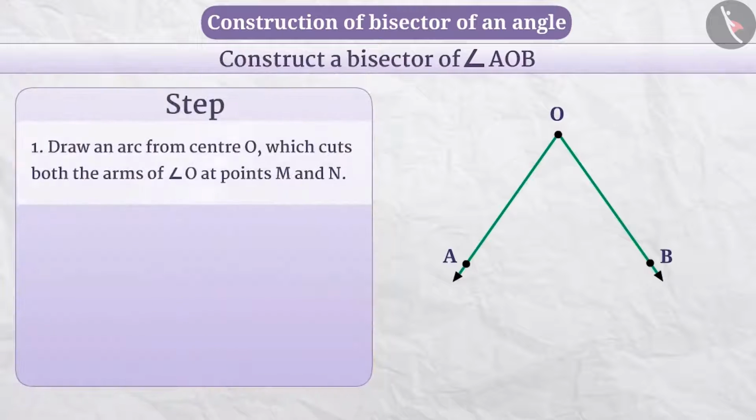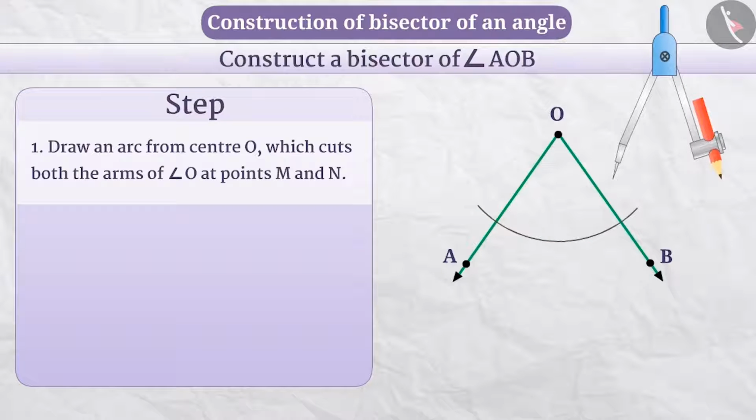Step 1. First, we will consider O as the center. By placing the pointed end of the compass at the center O, we will open the compass to take an appropriate radius, and draw an arc cutting both the arms of angle O. Suppose this arc intersects the arms of angle O at point M and point N. This is an initial arc. From the initial arc, we obtain two such points which have equal distances from the vertex. For instance, M and N are at equal distance from the vertex O.